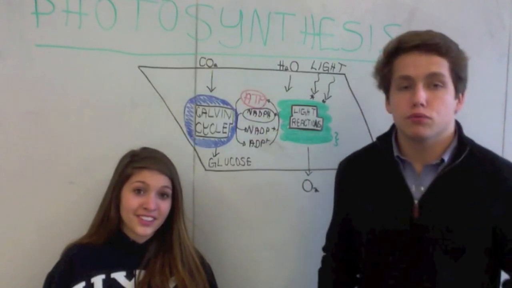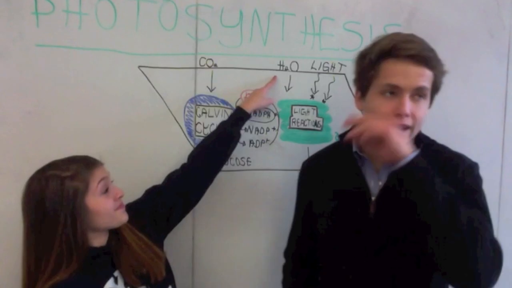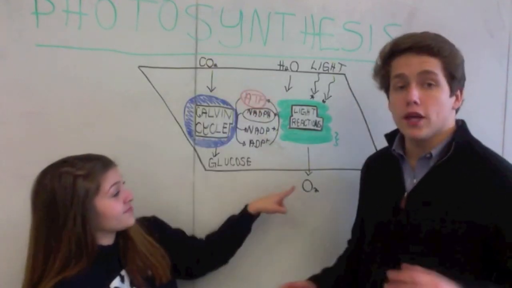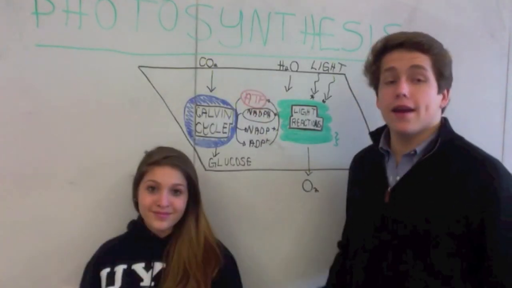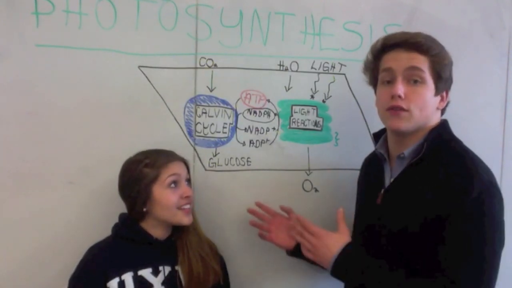Now, a water molecule is broken apart in which the free H+ ions are used to make ATP and NADPH, and the waste product is oxygen. NADPH and ATP are essential for the next part of photosynthesis, which is the Calvin cycle.